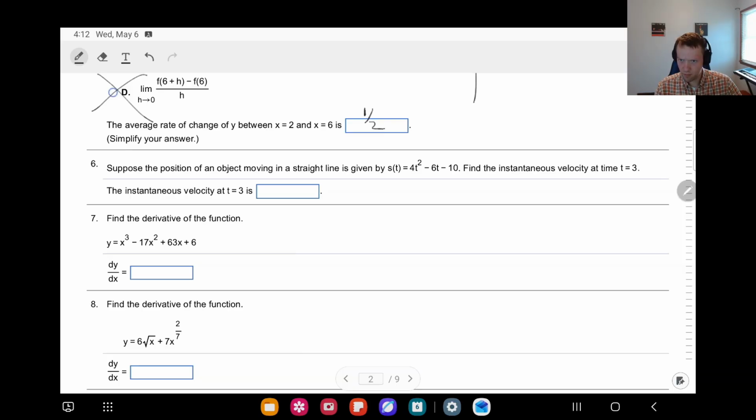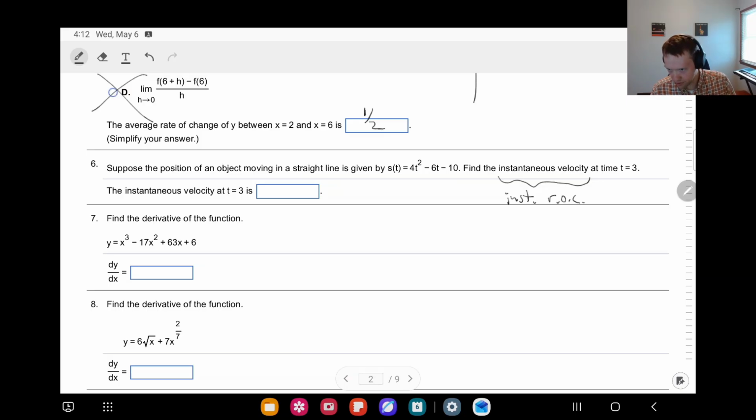All right, next, number 6. So we're told the position of an object that's moving in a straight line. Find the instantaneous velocity when t equals 3. Well, instantaneous velocity, velocity is rate of change of position. So this is instantaneous rate of change. And whenever you see that, as opposed to average rate of change, think derivative.